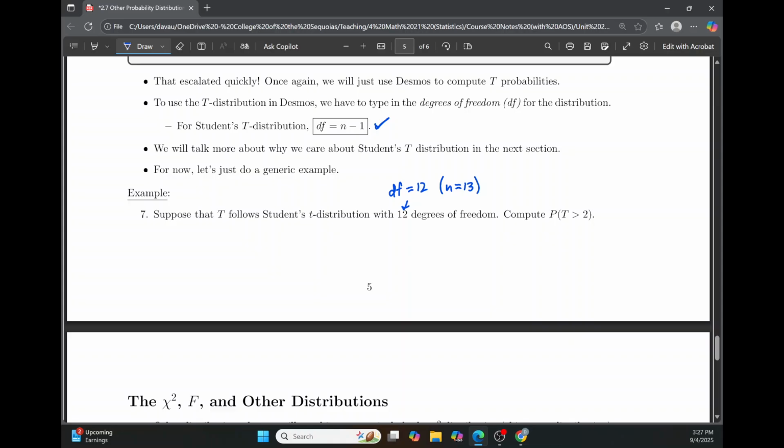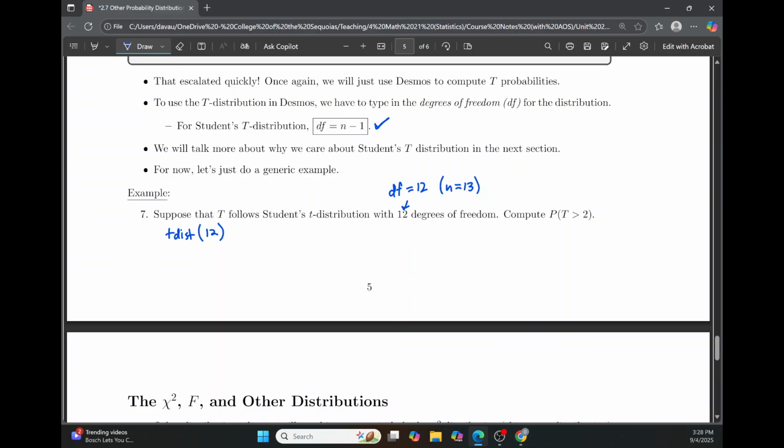Well, we're just going to use the t distribution. So in Desmos, we're going to type in t dist. Now, with the t distribution, the first thing that you have to enter is the degrees of freedom, which we're told was 12. Optionally, you can also enter in the mean and the standard deviation of the distribution, and we'll see this in a little bit more detail in the next section. But for now, we're just going to leave it on its default setting, mean 0, standard deviation 1.